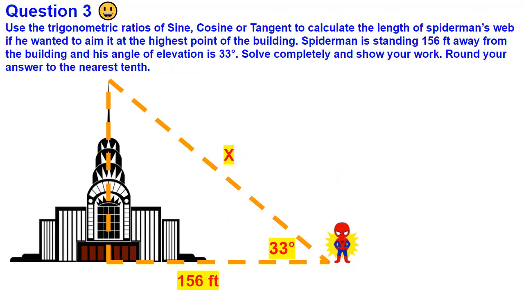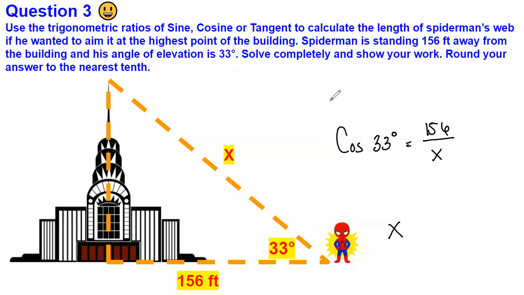All right, which ratio are we using? What type of sides? Which ratios: sine, cosine, or tangent? Cosine. So cosine of what's our degree? 33 degrees. And our ratio is going to be 156 over X. Go ahead and solve for X. Let's see what you guys get.